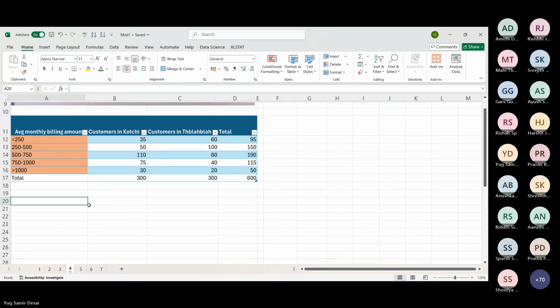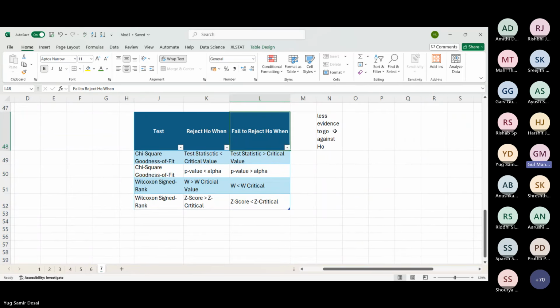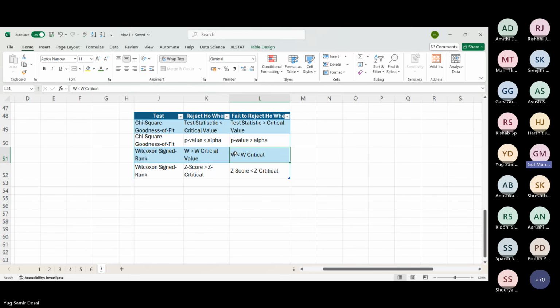Hi, can you please drag down to the table where you have written reject the null hypothesis and do not reject the null hypothesis? Okay, so as far as I know, in both chi-square goodness of fit and chi-square test of independence, when the test statistic value is less than the critical value, we fail to reject the null hypothesis. And when the test statistic value is greater than the critical value, we reject the null hypothesis. That is correct, no?